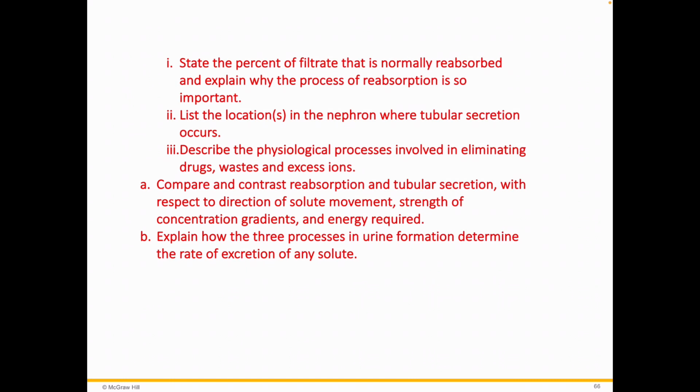So now we're going to look at a couple of other items. We're going to talk about filtrate that's normally resorbed and look at those percentages. We're going to look at how we get rid of ions, wastes, all of that excess stuff. We're going to compare and contrast resorption and tubular secretion. We want to look at the salt and concentration gradients that we have to use in order to do that. We started talking about this a little bit earlier on. We're going to look at the energy you have to use, and we'll look at the 3 processes of urine formation and the rate of excretion of any solute, because it's not immediate. They're all going to do their own thing.